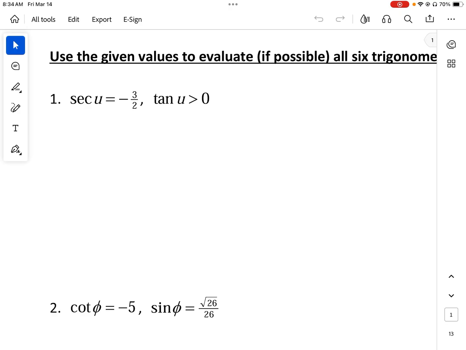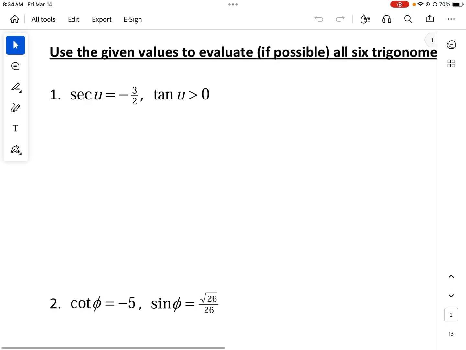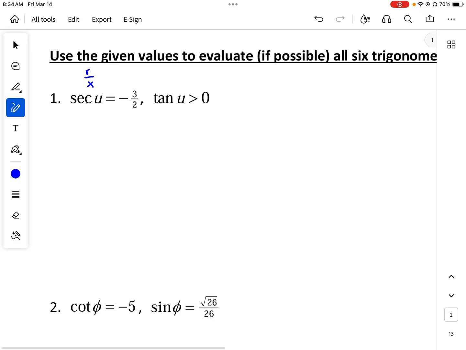Secant u equals -3 over 2. If you look at your formula, secant is r over x. So it says equals -3 over 2. Well, r is always positive, so that tells me that x has to be the -2. Okay, then let's look at tan.